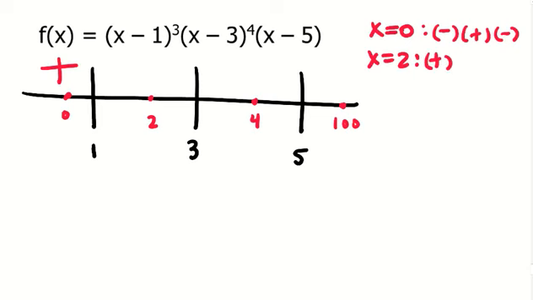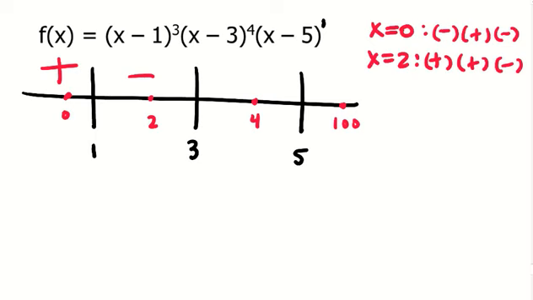2 minus 1 is 1 to the third, which is a positive number. Negative 1 to the fourth is a positive number. And 2 minus 5 is negative 3. Okay? So notice that around this x minus 1 to the third, we did observe a sign change. Okay, so odd degree, or odd multiplicity, right? See, here we have this 1 here. It's going to change signs.